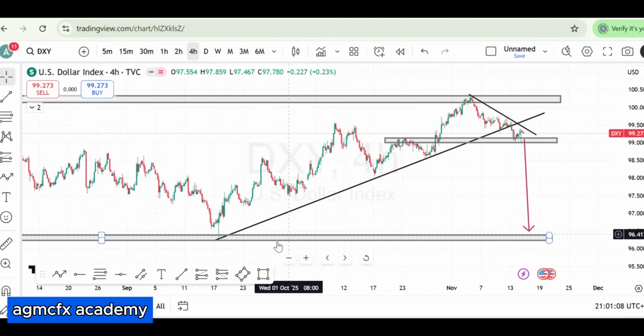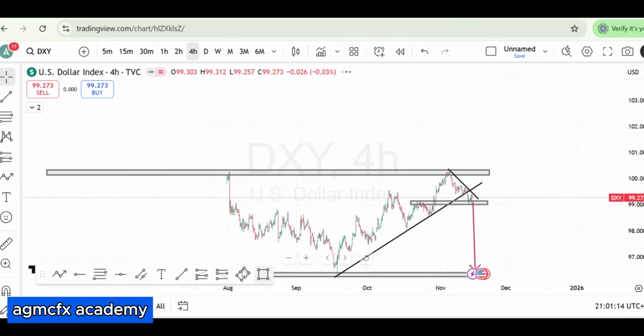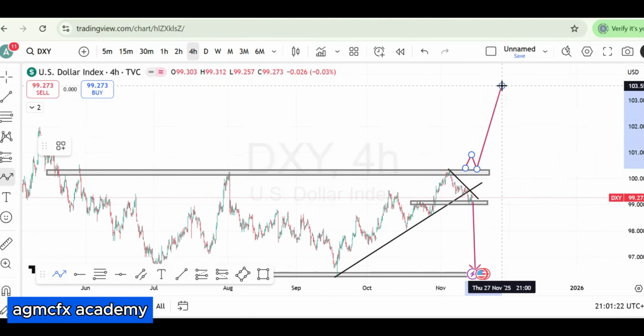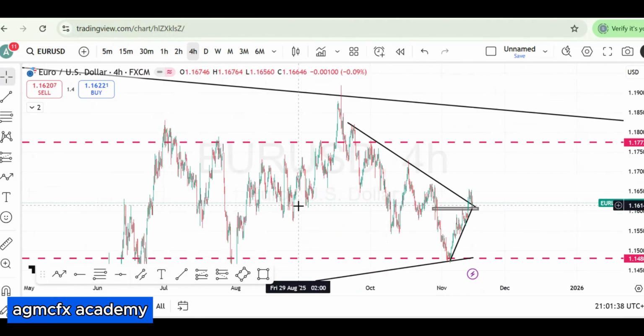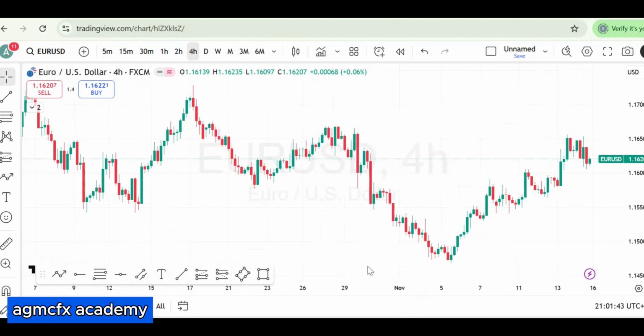So I will not be able to place a buy until the market breaks above. So we break above this resistance line and you see a retest, then we can see the dollar index going up. Let's do analysis on EURUSD and see where the market is going.